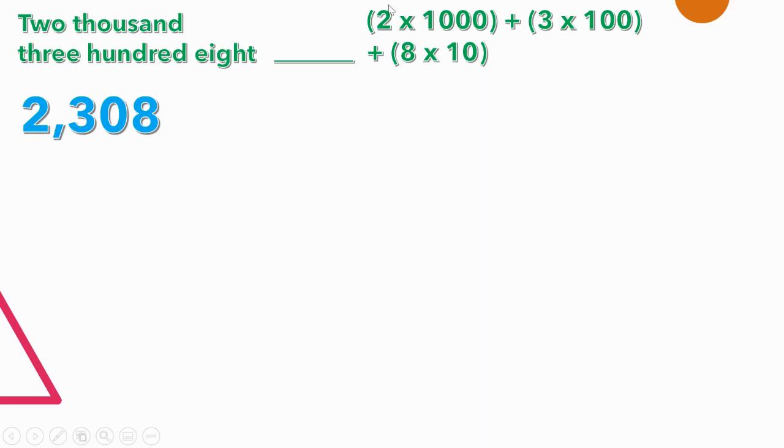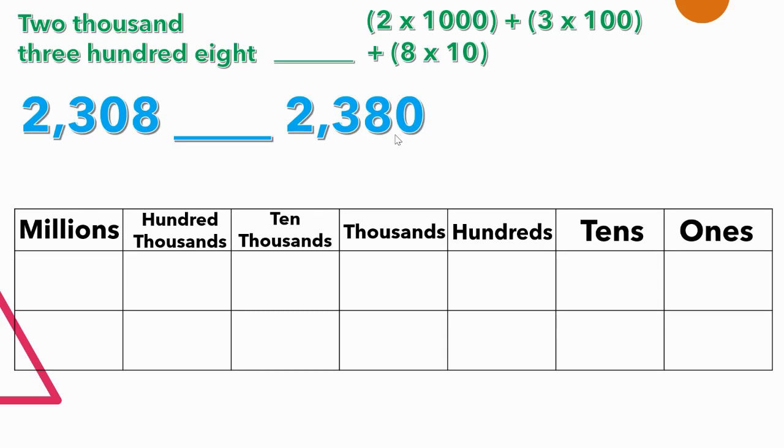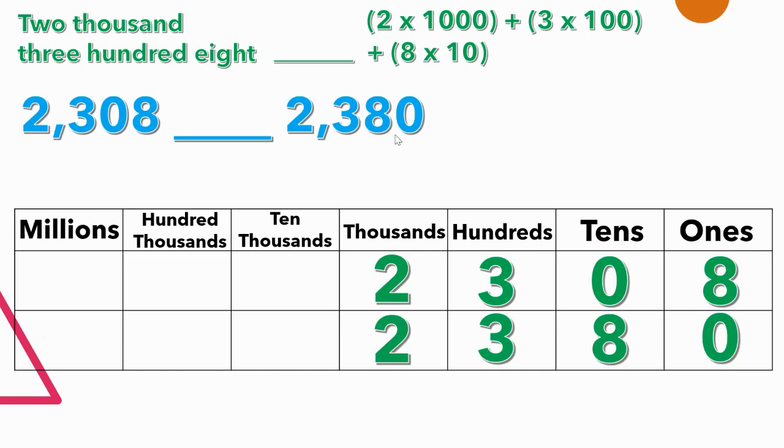Now, this one is represented in expanded form. We can see that 2 times 1,000 means the 2 is in the thousands place, 3 times 100 means the 3 is in the hundreds place, and 8 times 10 means the 8 is in the tens place. So written in standard form, our number would be 2,380. Now that our numbers are both written in standard form, we can go ahead and put them in our place value chart. 2,308 goes on top because that's our first number. 2,380 goes on the bottom because that's the second number we're comparing.